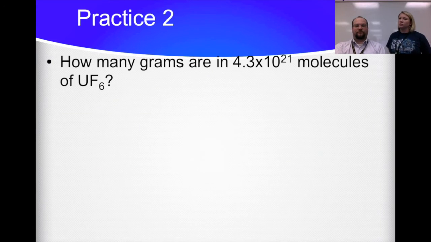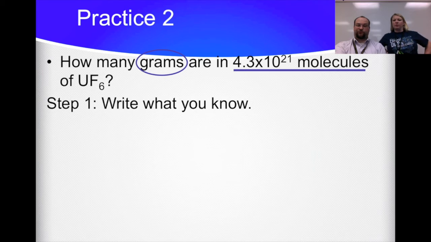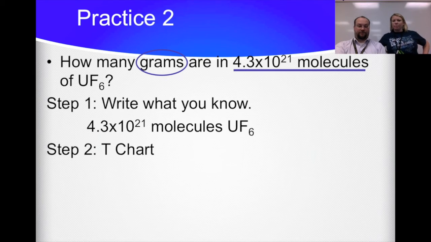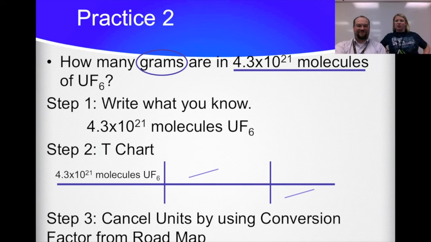All right, so we'll try another one. This one's a little different, because it's still a two-step problem, but we're going to go from molecules to grams, the other way. We circle what we're looking for, and we underline what we've got. Step one, write what you know. Then T-chart it up. Now we're going to cancel our units by putting molecules on the bottom.